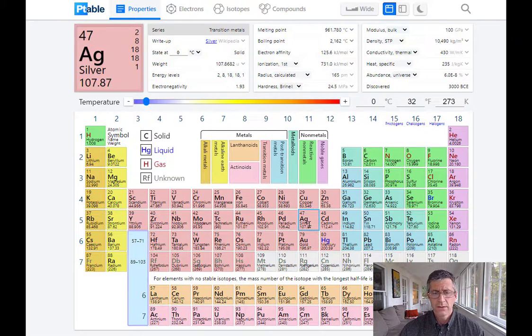Again, this is a periodic table. We're going to come to it. We're going to use it a lot for different things. I encourage you to find one that you're comfortable with. I suggest ptable.com. There's a link in Google Classroom for that as well, so you can find it. But any periodic table is going to suit your purposes.